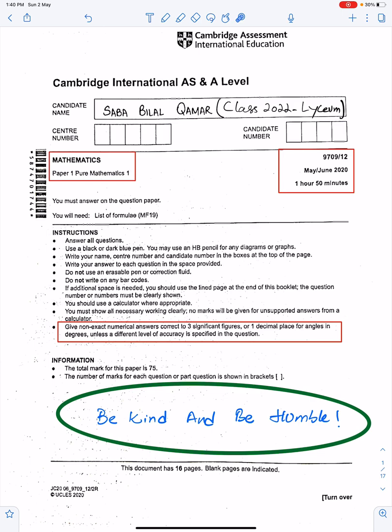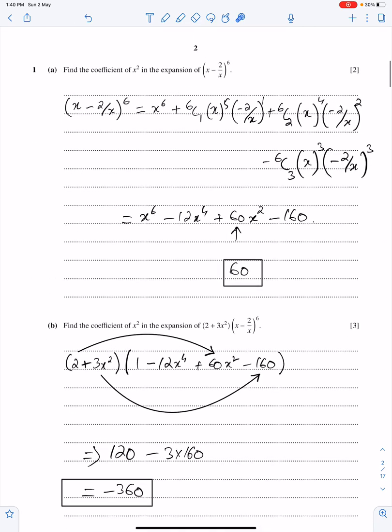Number one, read the questions carefully. Number two, avoid careless mistakes. Question number 1 part A. Find the coefficient of x square in the expansion of.